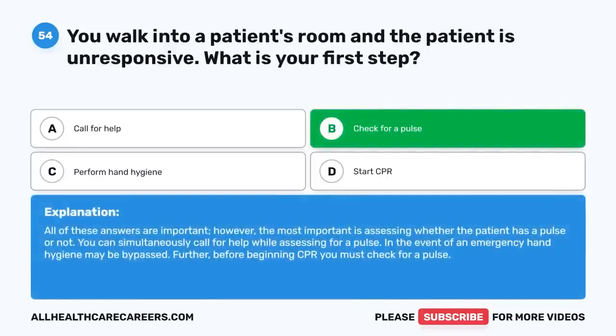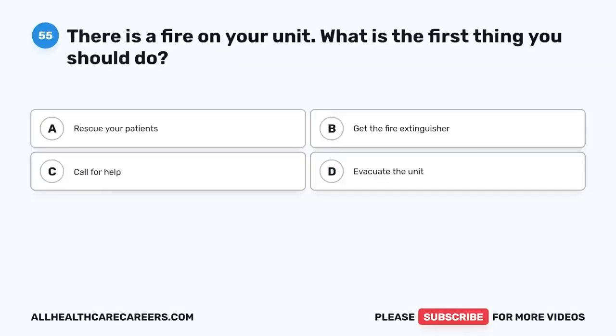All of these answers are important. However, the most important is assessing whether the patient has a pulse or not. You can simultaneously call for help while assessing for a pulse. In the event of an emergency, hand hygiene may be bypassed. Further, before beginning CPR, you must check for a pulse. Question 55. There is a fire on your unit. What is the first thing you should do?